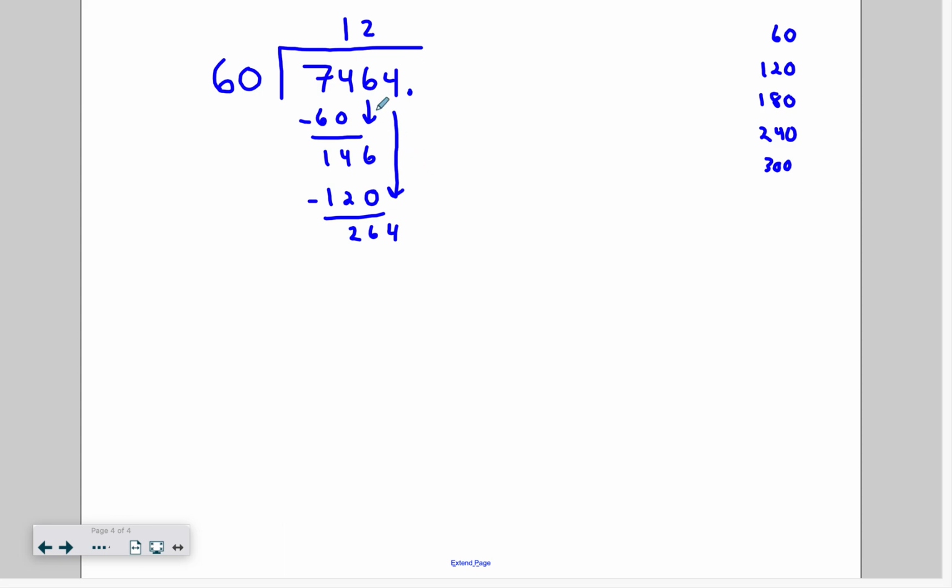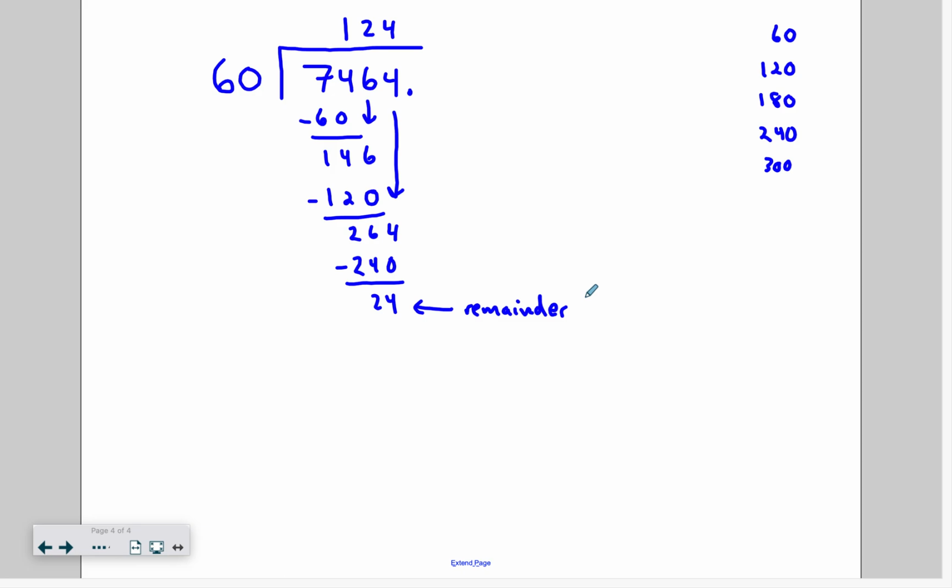So what's the multiple that is less than 264? That is 60 times 1, 2, 3, 4. So 4 times 60 is 240. Subtract, which gives us the result 24. So here we have a remainder.